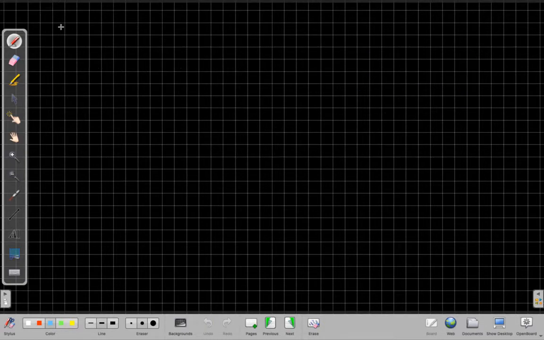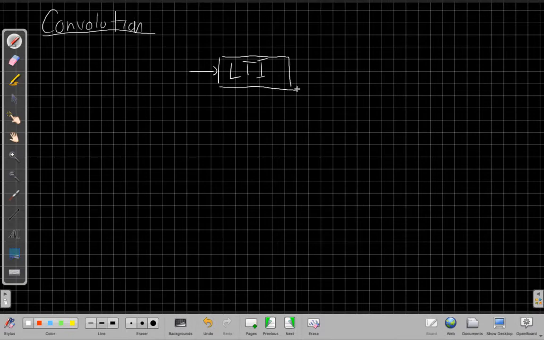Okay, so where does convolution come from? Well, it's basically just starting with what we had a second ago and then building up on the properties of linearity and time invariance. So again, I have my LTI system. We'll sort of build this up one piece at a time.